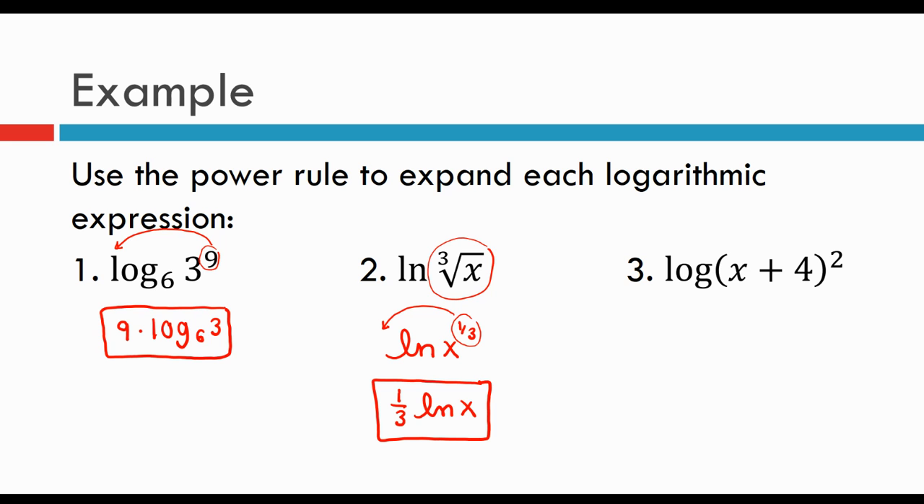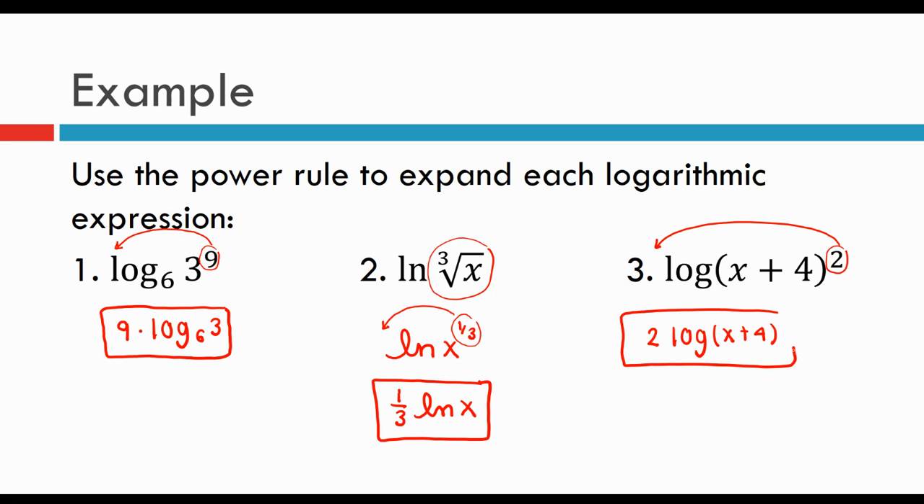In this last example here, notice that we have an exponent, so I get to take the 2 and move it out in front. So we're going to have 2 times log of the quantity x plus 4. Because that parenthesis has x plus 4, it's addition, so we're not going to be able to expand that any further. If it was multiplication, then we'd be able to. But right now, I can't do anything to expand that. So this would just be my simplified answer.